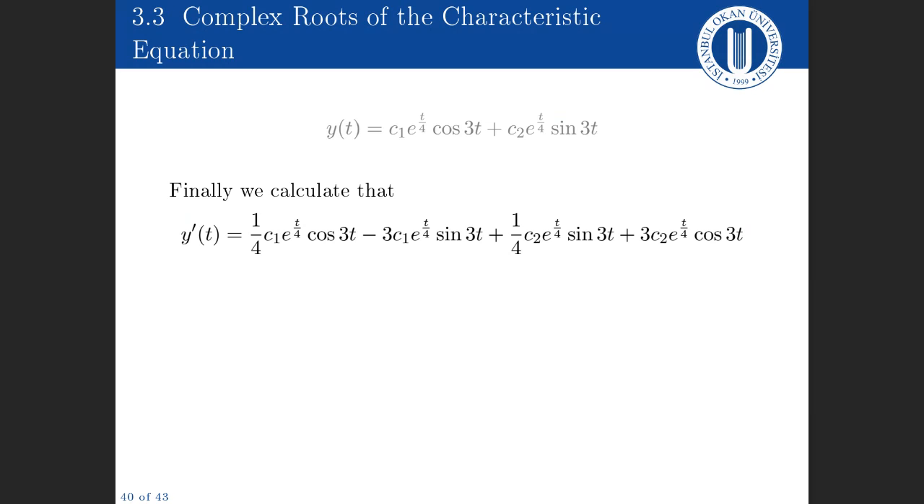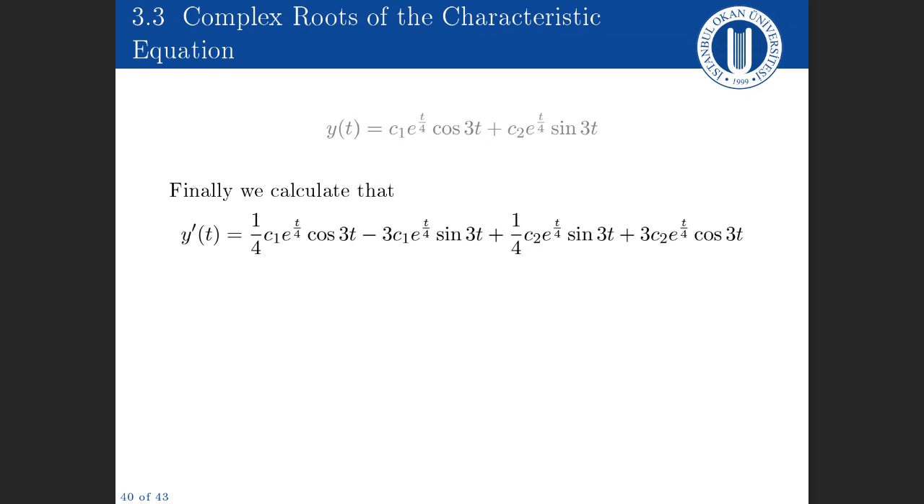All that's left is to find the two constants. The first thing I want to do is differentiate y. Just use the product rule. The derivative of e to the power t over 4 is a quarter e to the power t over 4. The derivative of cos 3t is minus 3 sine 3t, etc.